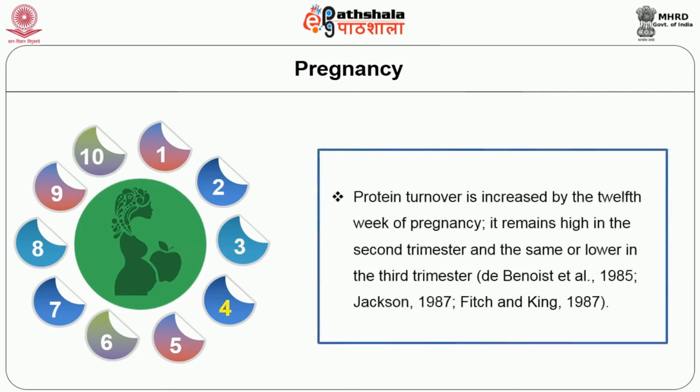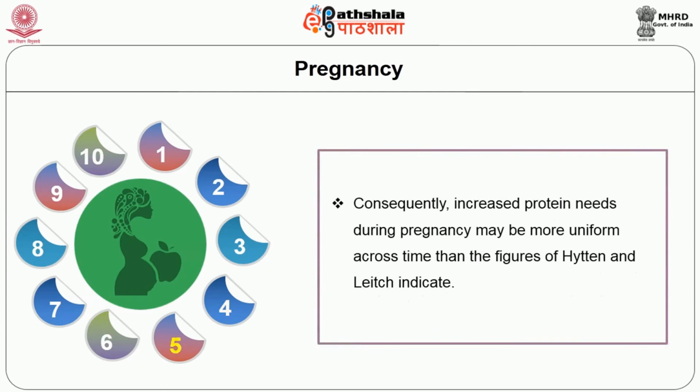Protein turnover is increased by the 12th week of pregnancy. It remains high in the second trimester and is the same or lower in the third trimester. Consequently, increased protein needs during pregnancy may be more uniform across time than the figures of Hytten and Leitch indicate.